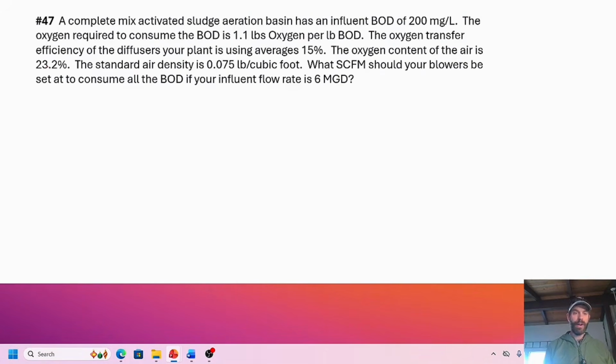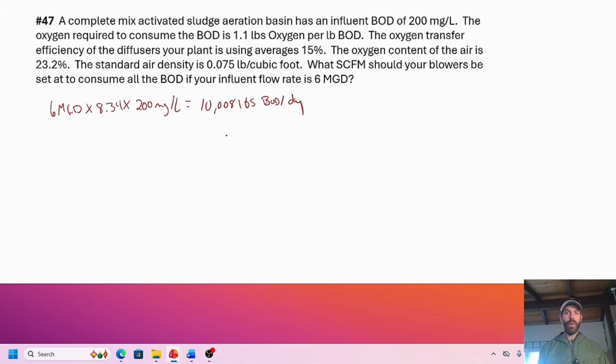So first I'm going to figure out my pounds per day of BOD. So 6 mgd is my influent flow times 8.34 pounds in a gallon of water times 200 milligrams per liter BOD. When I multiply that together, that gives me 10,008 pounds of BOD per day. Okay? Now, in order to figure out how much oxygen I need, all I need to do is multiply 10,008 by 1.1. Why?